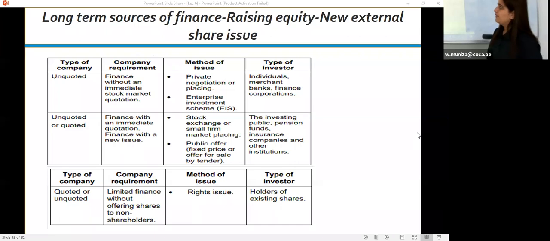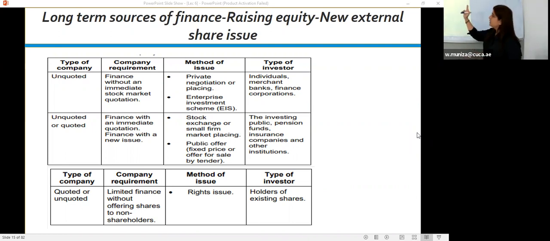So for unquoted companies, what is the requirement? Finance without an immediate stock market quotation, because they are not allowed to issue shares to the general public. But if they do want to raise money from investors, they have to take the help of a placing or EIS. Now, what is a placing? Does anyone know about this? Maybe you have learned this term in F5 or F7. What is placing?